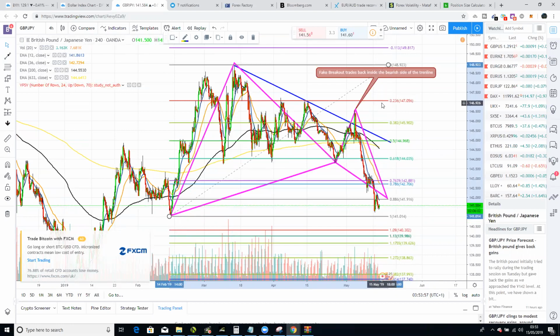So the first shallow retracement is at 23.6. The second moderate retracement is at 38.2. The normal retracement is at 50%. The deeper retracement is at 61.8.